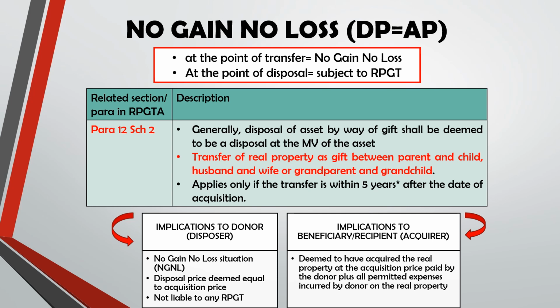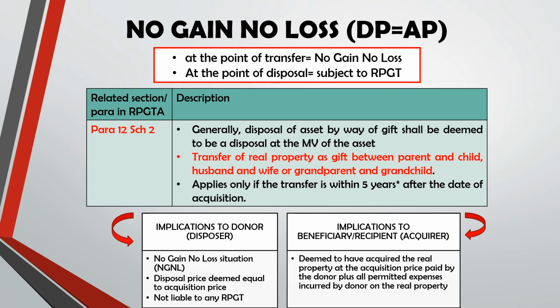However, if the transfer of real property as a gift is between parent and child, husband and wife, or grandparent and grandchild, connected persons, and the transfer happened within 5 years after the date of acquisition, there will be a no gain, no loss situation. So the implication to the donor, which is a disposal: no gain, no loss, the disposal price is deemed equal to the acquisition price, and the disposal will not be liable to any RPGT.